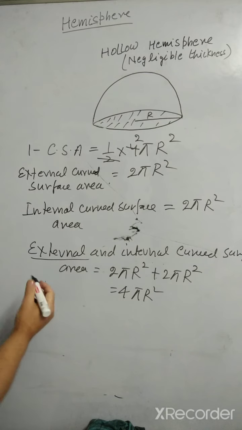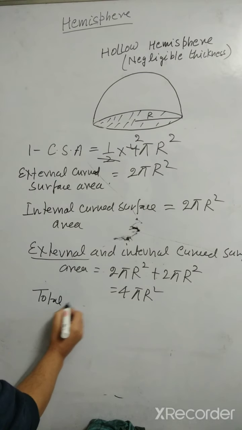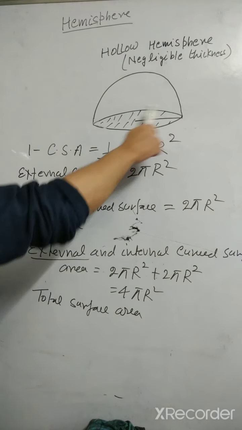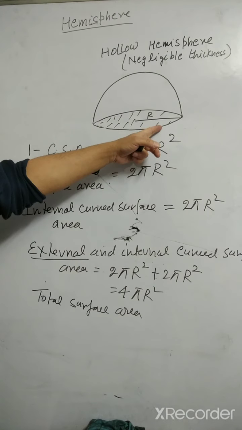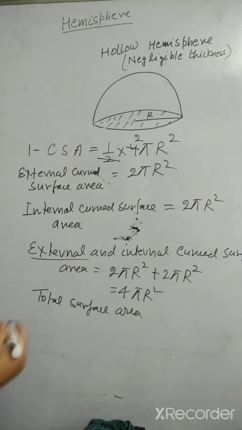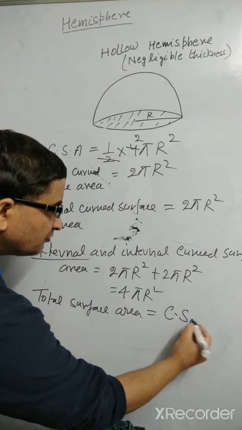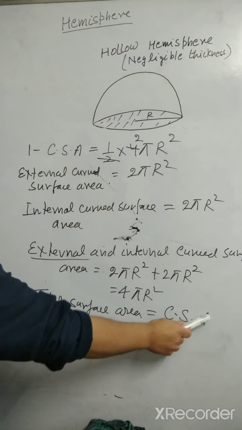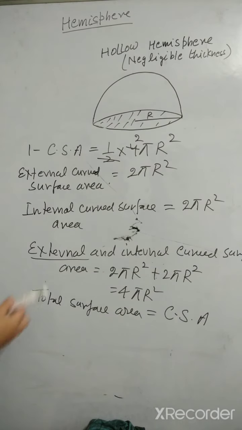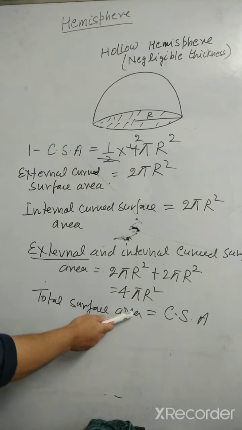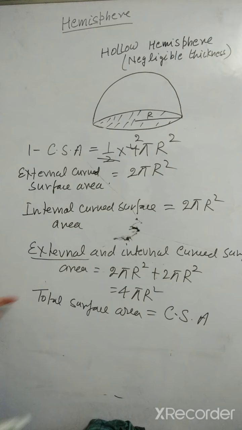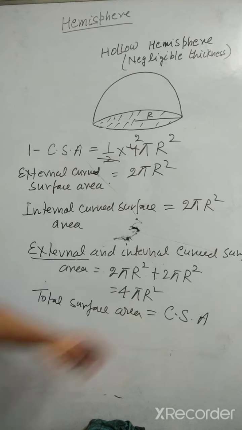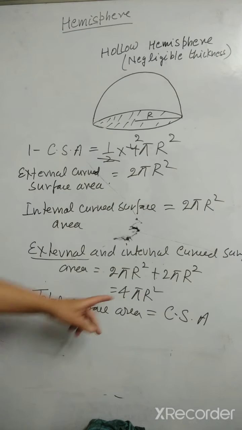Got it? Now if you are asked to find the total surface area. Now see, this base is hollow. There is no surface here. So its total surface area is equal to what? Curved surface area. Got it? And if you are asked to find this total surface area, you add. It will be how much? 4 pi r square. Total surface area means external plus internal curved surface area. That will give you how much? 4 pi r square. Got it?